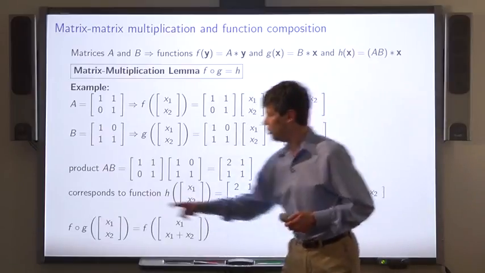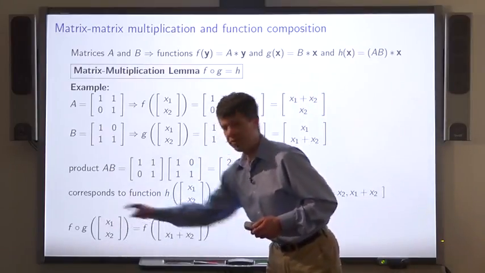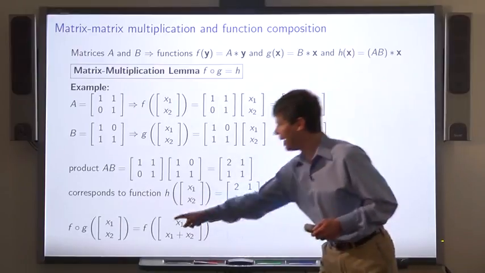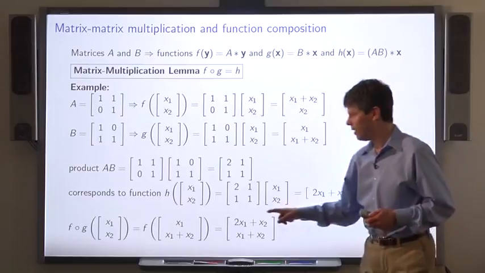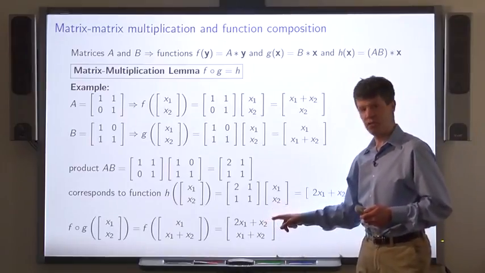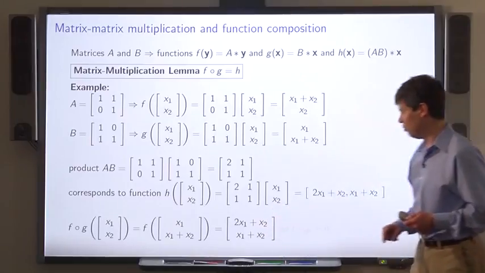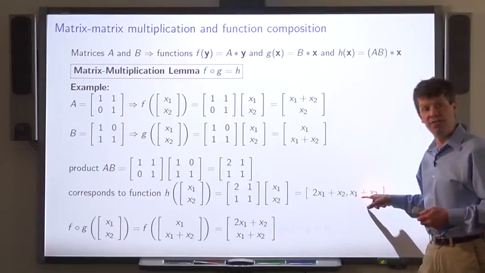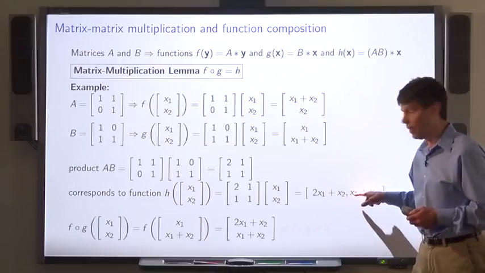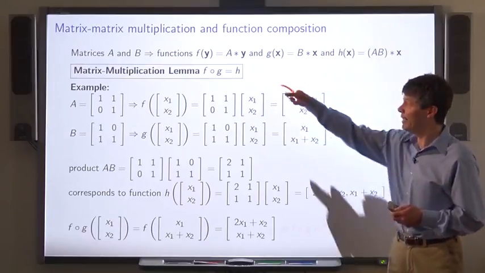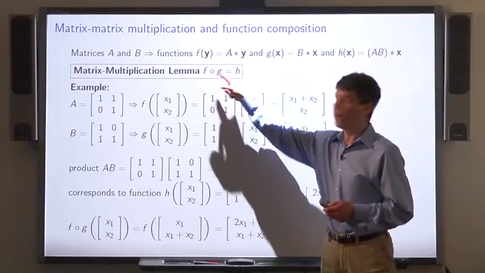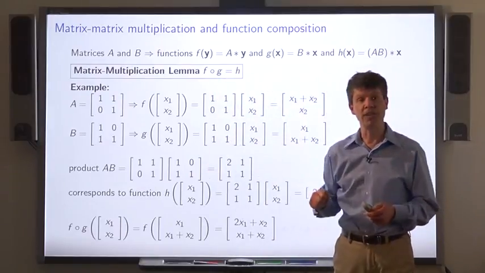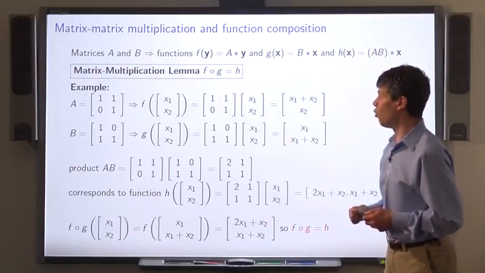We apply g first to the vector x1, x2, getting x1 and x1 plus x2. Then we apply f to the result. We get the vector 2x1 plus x2 and x1 plus x2. And this exactly matches the output of the function h on input x1, x2. So this illustrates the idea that the composition of functions corresponds to multiplication of matrices. Let's see a formal proof, however.